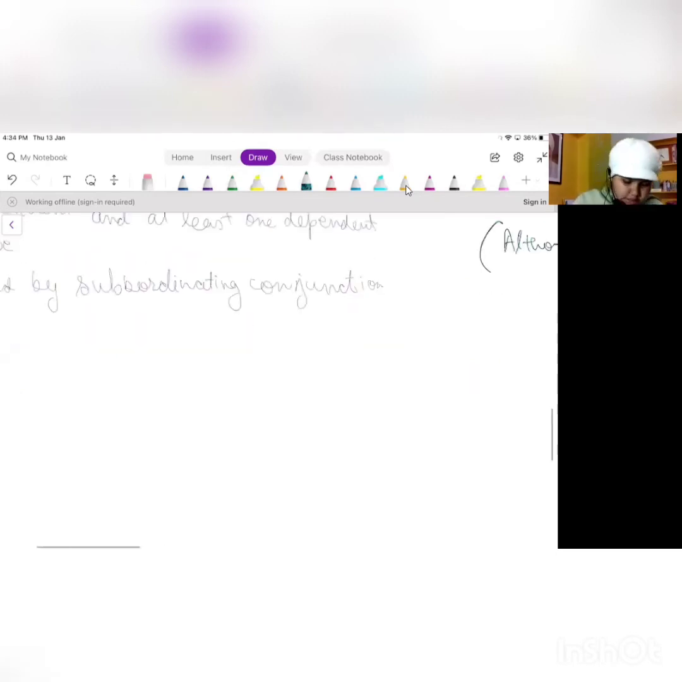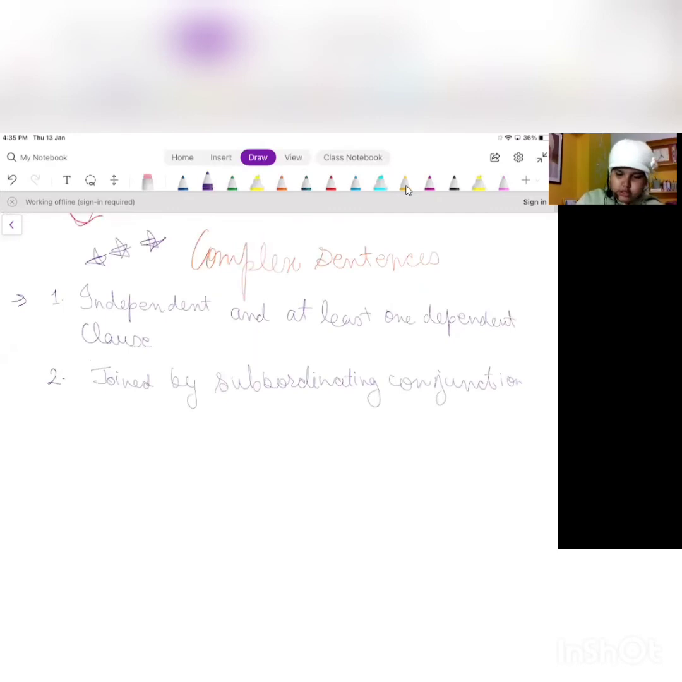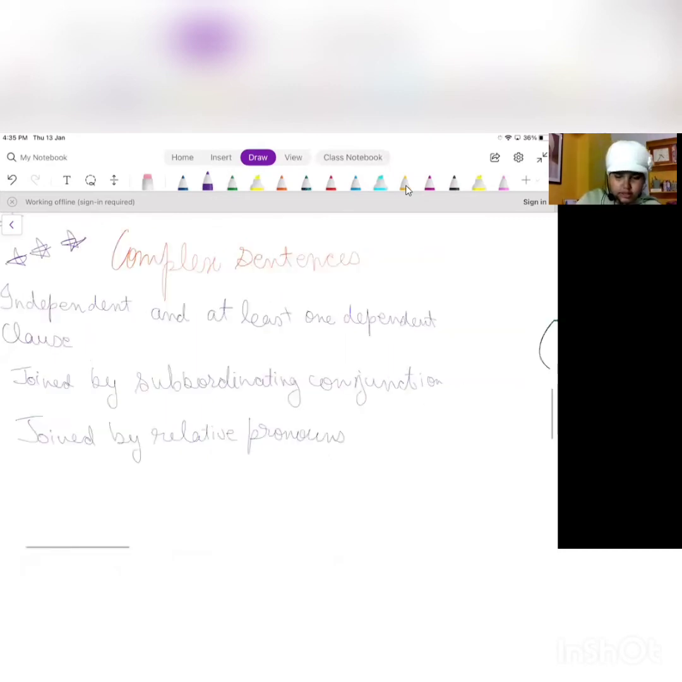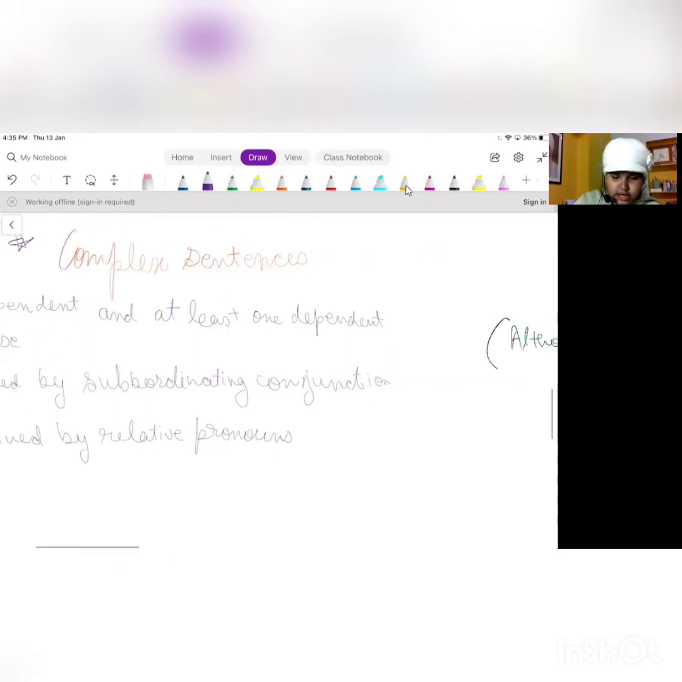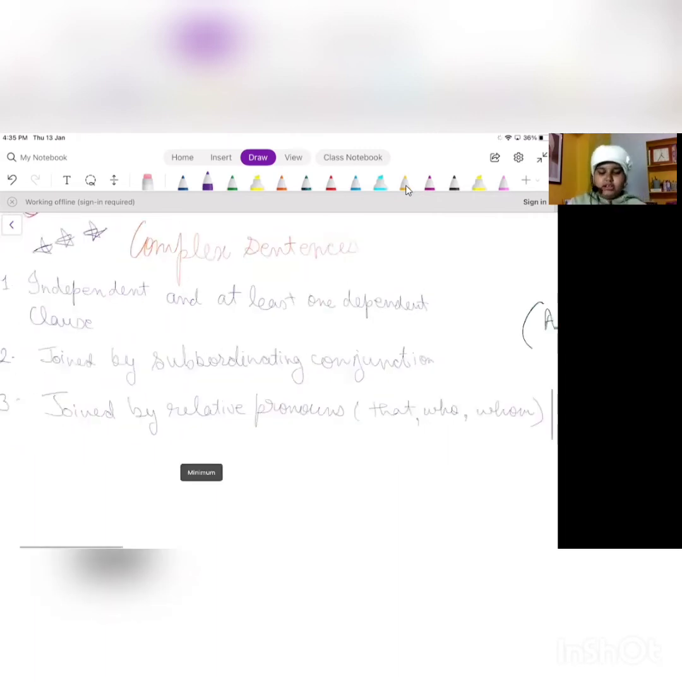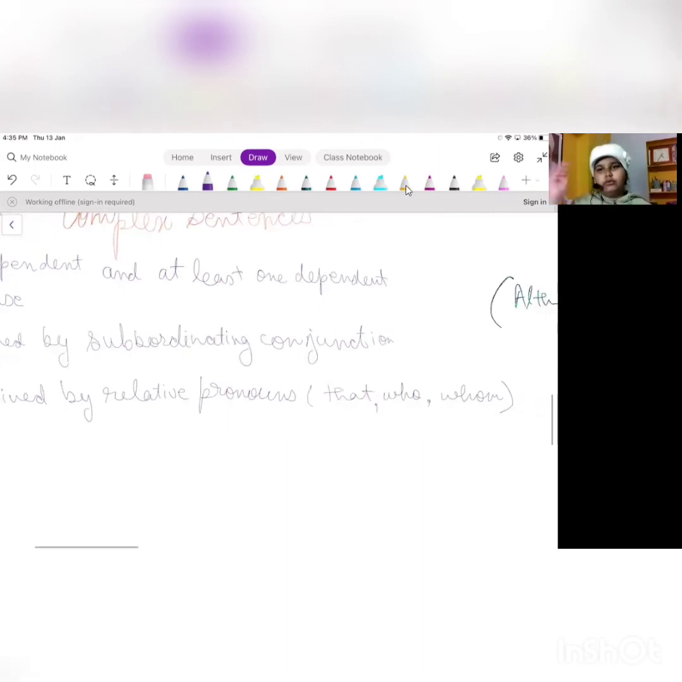Now, secondly, joined by relative pronouns. The examples of relative pronouns are that, who, whom.